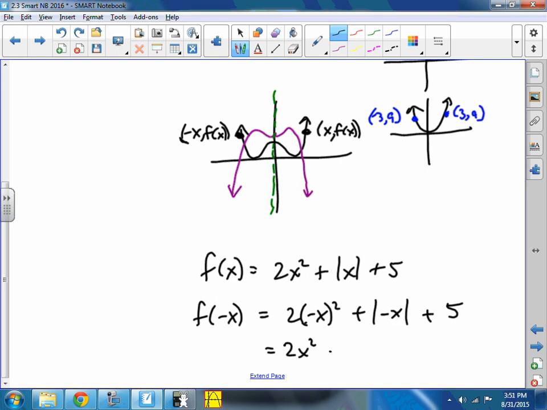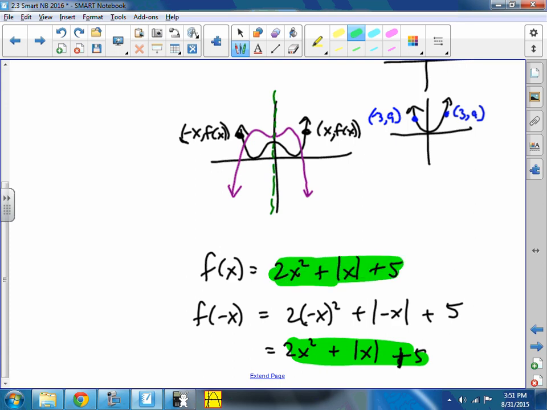The absolute value of negative x is asking how far negative x is from the origin. Well, it's the same distance x is from the origin. So I could simply change absolute value of negative x to absolute value of x. No penalty there. And then there's a plus 5 here. So notice that what I have here is the same thing I started with back at the beginning. So there's no difference between f of x and f of negative x. There's no difference. Okay? And this proves to me that this graph is an even function.